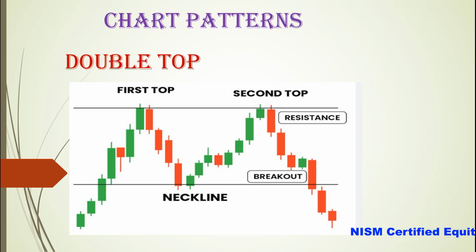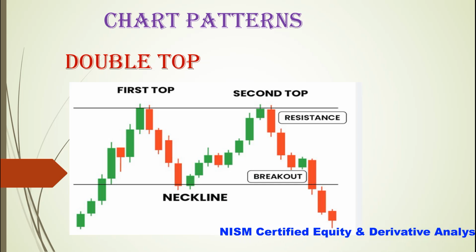Here we can see that this is the resistance level and this neckline is the support level. We can enter into the trade when the price is giving a breakdown below this particular level. So this is called the double top. We can see a few other patterns also.